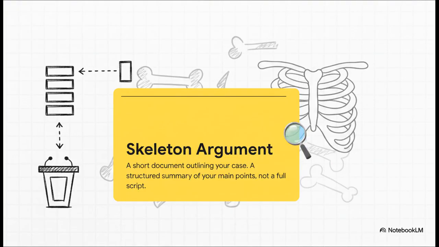Well, that's where the skeleton argument comes in. And honestly, the name is perfect. It's the bones of your case, right? Not the entire speech. The best way to think about it, it's basically the table of contents for what you're about to say. It gives the judge a super clear, instant roadmap of your entire case.